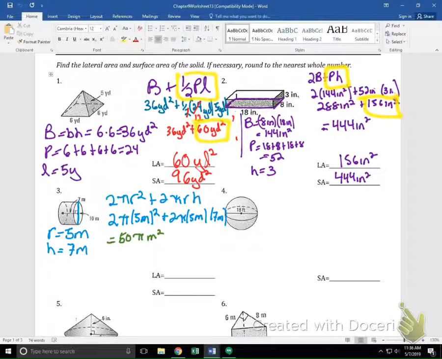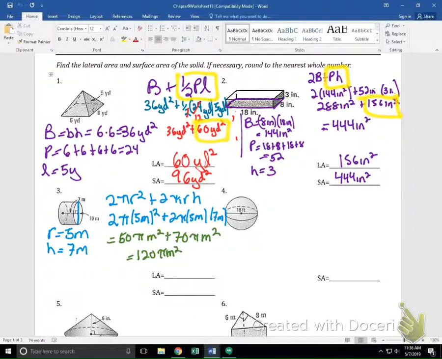And then over here you have 2 times 5, which is 10. 10 times 7? 70. So you have 70 pi meters squared. 50 plus 70. 120. 120 pi meters squared.